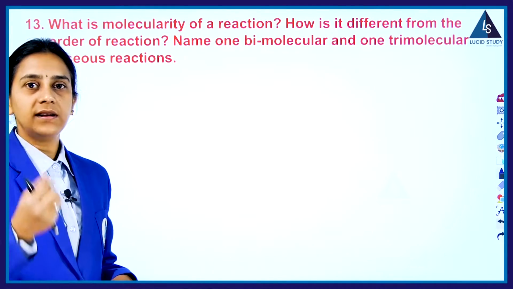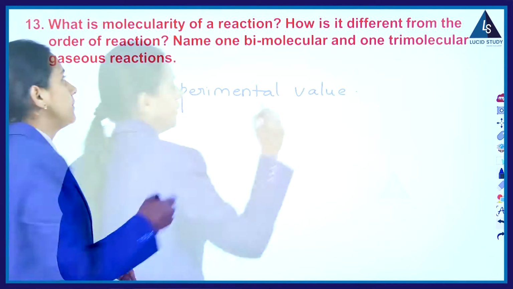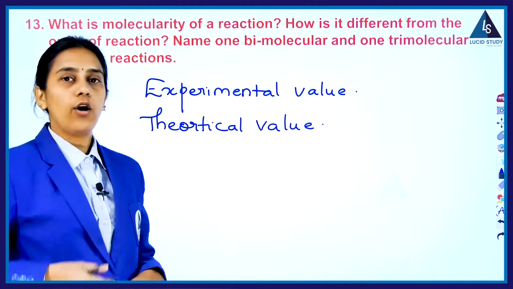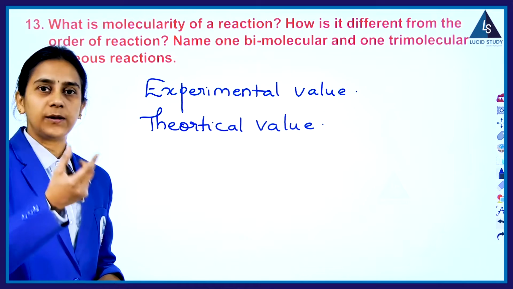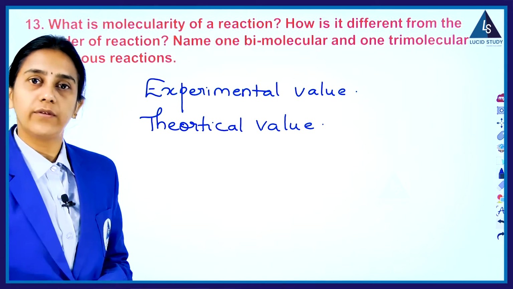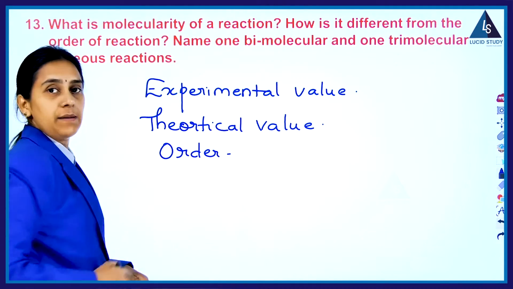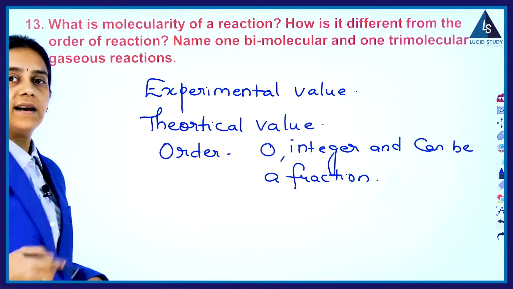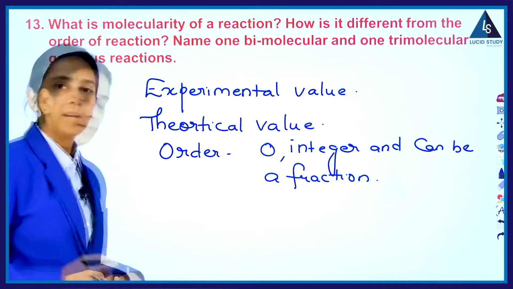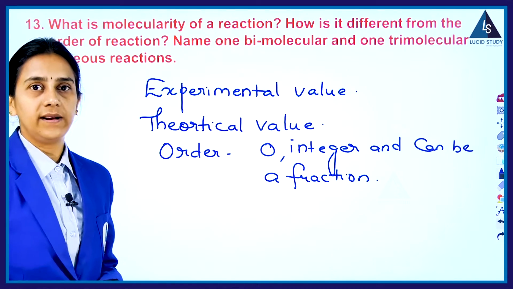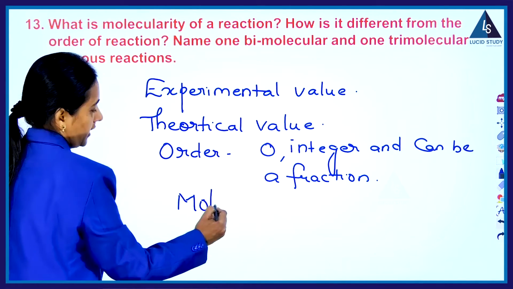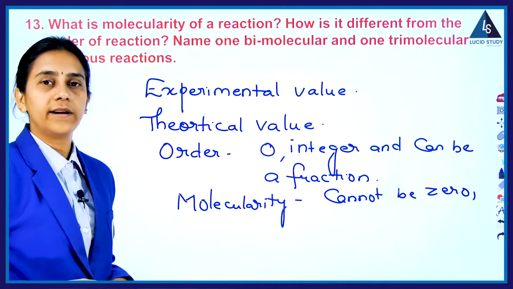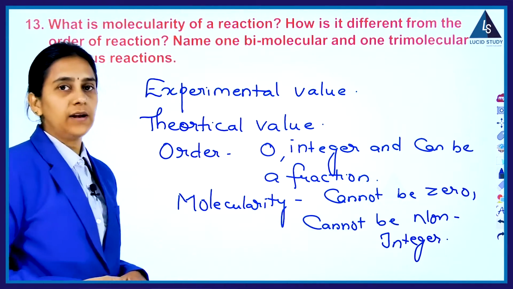Order of the reaction is an experimental value, whereas the molecularity of the reaction is a theoretical value. And order of the reaction can be 0, an integer, and even a fraction. Whereas the molecularity of the reaction cannot be 0 and cannot be a non-integer. It is always an integer.